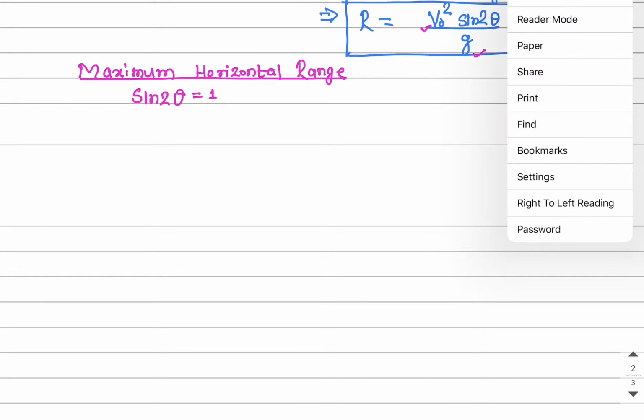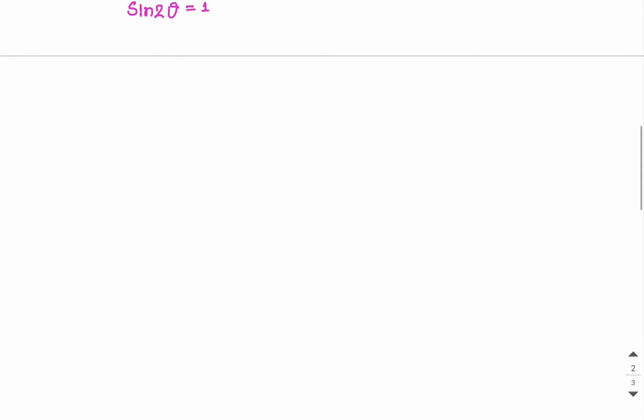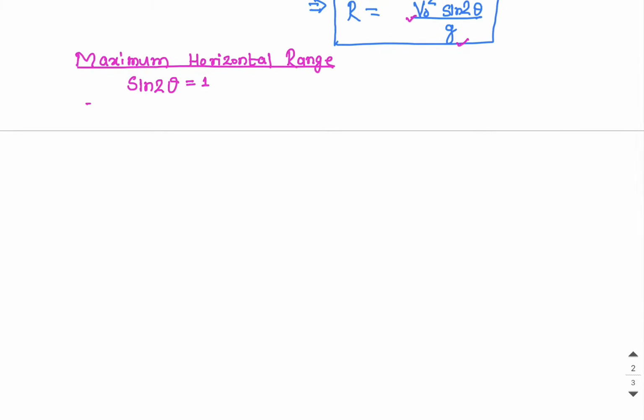So sine 2 theta is maximum when 2 theta is equal to 90 degrees. So from this equation you can calculate theta, which is equal to 45 degrees. So you get the maximum horizontal range at an angle of 45 degrees.